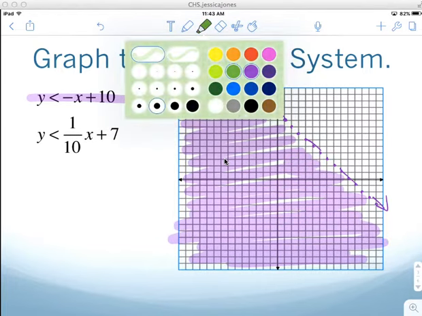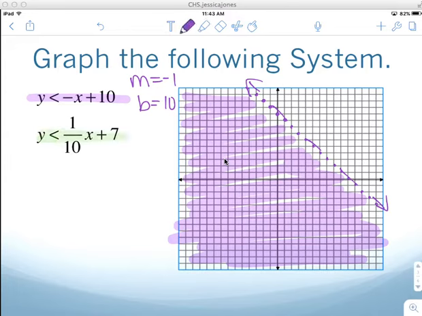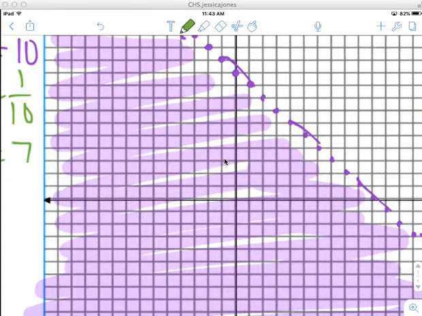In green, I'm going to graph our next inequality. My slope here is 1 over 10. My y-intercept here is 7. So I'm going to start at 7. And I'm going to go up 1, right 10. Or I'm going to go down 1, left 10.